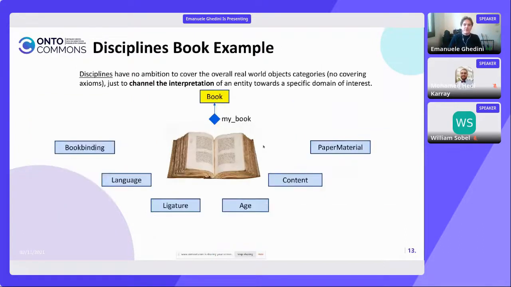Or you can use disciplines. If you use disciplines, then there is no ambition to cover the real object, but we are implementing the knowledge of a specific domain, and then we can, for example, define the discipline of books, and we can also declare some classes that can describe and categorize the book according to the book binding, the language, the ligature, the age, the content, the paper material, and so on. And that's also how the disciplines in the EMMO are branches of ontology that channel the interpretation of an entity toward a specific domain of interest. So they have no covering action claim, they simply propose an interpretation.